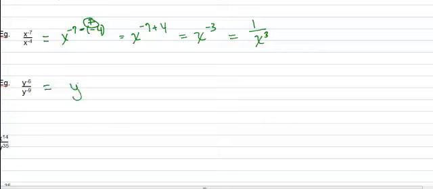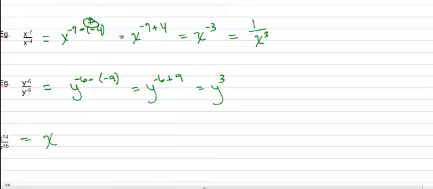We've got a y. So we have a like base that we're dividing, so we subtract the exponents. We have -6 minus, denominator is a -9. So we have y to the -6 plus 9, which is equal to y to the third.